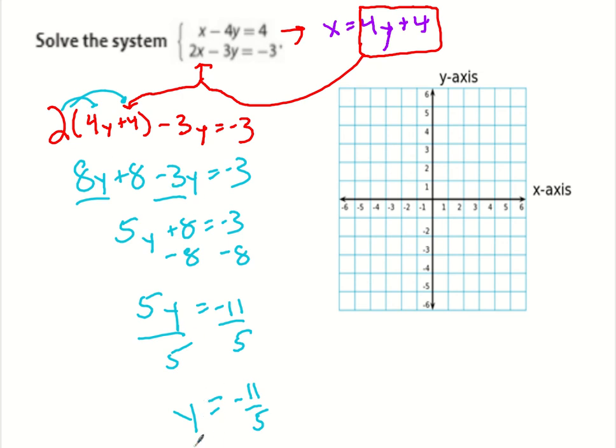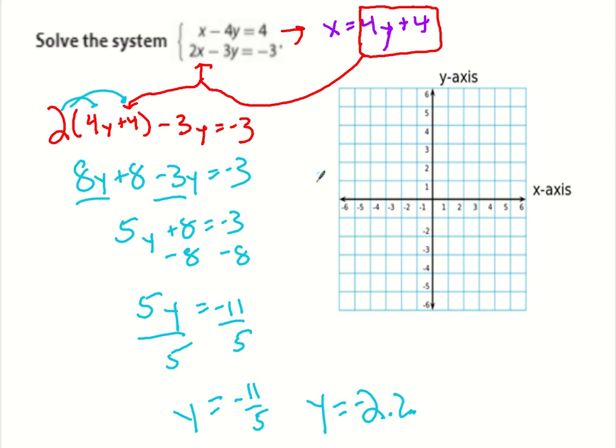So that's it for y. Notice how this is not a whole number. This is negative 11 fifths. I can write this as a decimal if I wanted to. That's also going to be negative 2.2, if I did 11 divided by 5. But this is why graphing isn't very efficient sometimes, because I got a decimal as an answer. That makes it really difficult to solve by graphing.